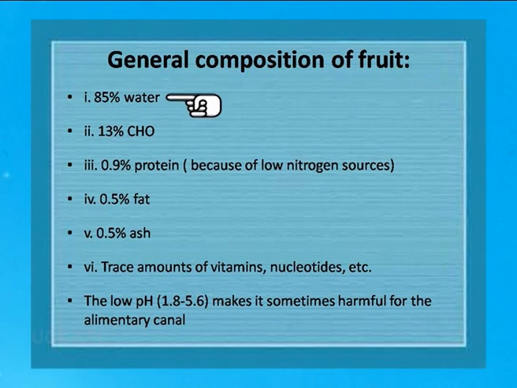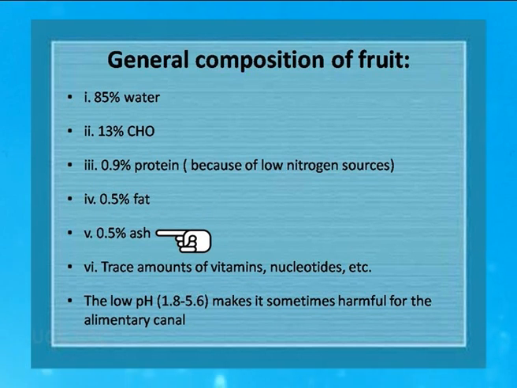Now coming to fruits, which are close to vegetables, but their percentage of water may vary. It may be around 85%. Carbohydrate content may be higher because of high sugar content, 13%. Protein is almost the same, around 1%. Fat is low, 0.5%, and ash content and mineral content is also low.